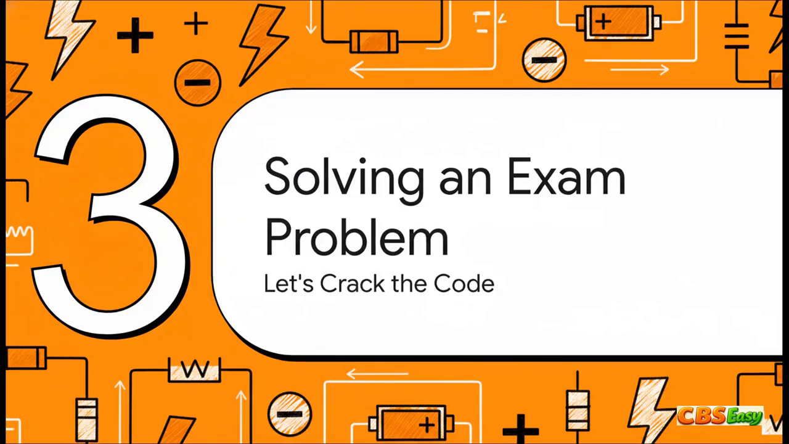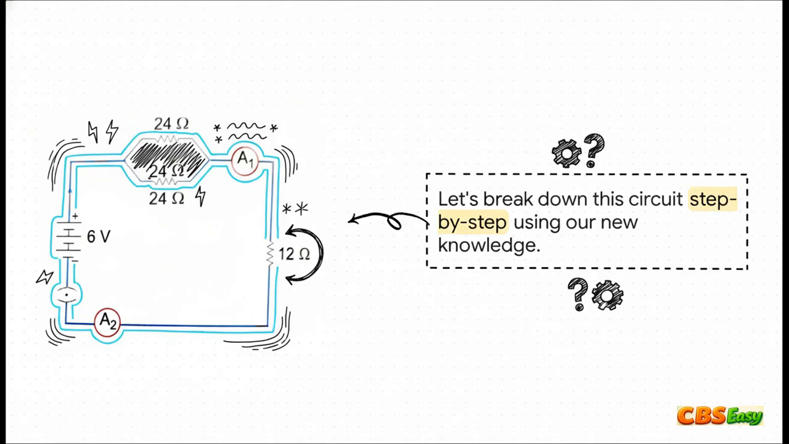Let's go back to that challenge problem from the beginning. Now that we know about Ohm's law and the difference between series and parallel, this diagram that looks so complicated is about to get a whole lot simpler. So let's look at it again. What do we have here? We've got a 6-volt battery that's giving us the juice. We have two 24-ohm resistors hooked up in parallel. And then that whole parallel section is connected in series with another 12-ohm resistor.